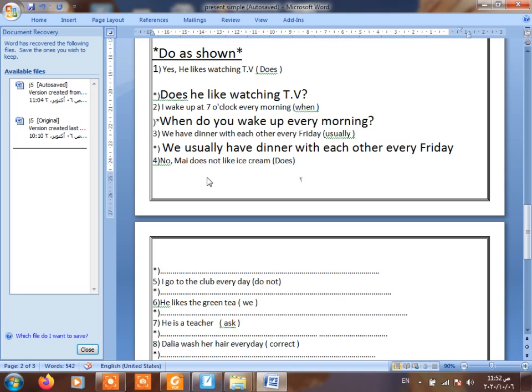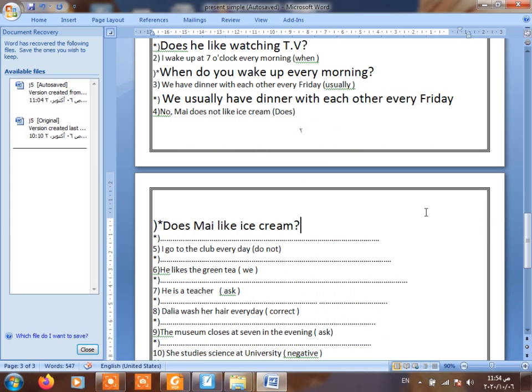After that, number 4. May doesn't like ice cream. So he asks me to use does at the beginning of the sentence. So it is a question. Very good. So how do I make a question with does? We start with do or does. May is singular, so we use does. Does, then the subject: does May like ice cream, not likes, because it's an infinitive.